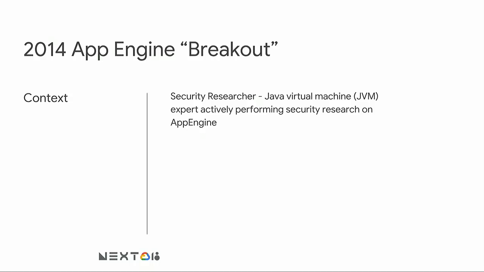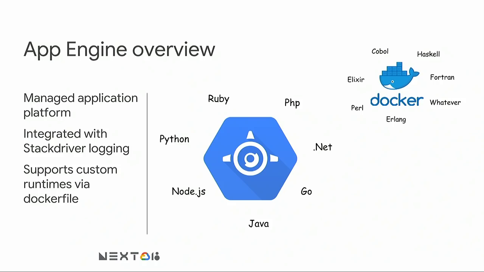So, quick background, some context here. In 2014, a security researcher, Adam Gowdiak, an expert in finding issues with the Java virtual machine, finding ways for Java code to break out of its sandbox, started to actively do research on Google App Engine. All right, so, what is App Engine? App Engine is a managed application platform that allows users to deploy code to Google, whether it's PHP, Python, Go, Java. We take and host that, and you don't have to think about the actual infrastructure underneath that.